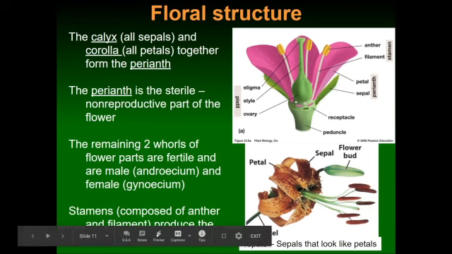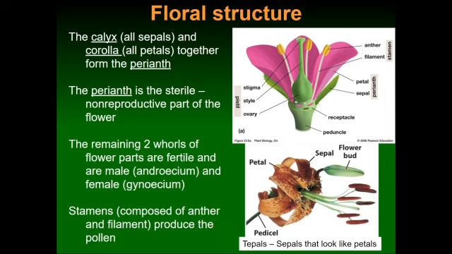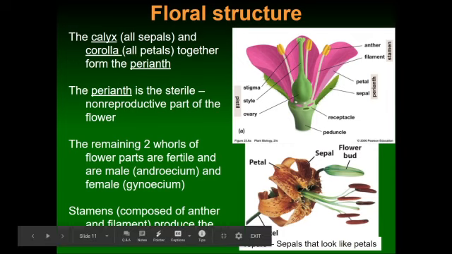Anybody got a guess? No? So monocots or eudicots. So if we've got 3 petals and 3 sepals and we got 6 stamens, it's going to be a monocot, right? So this will be a monocot.